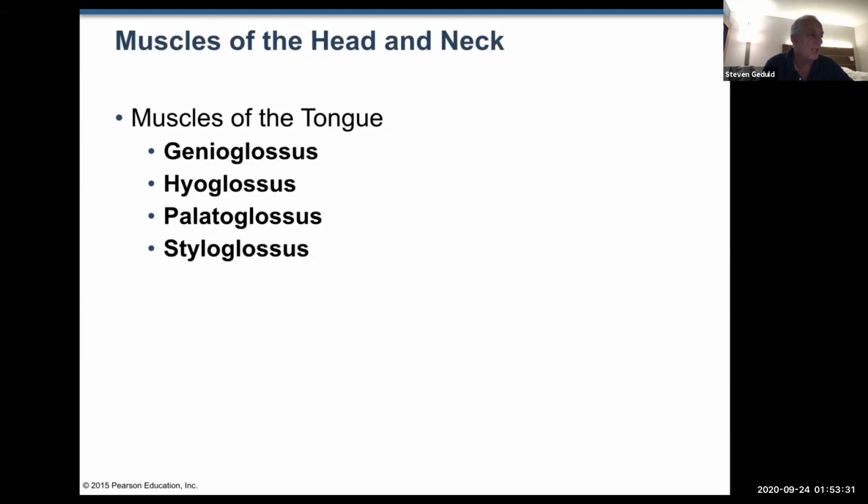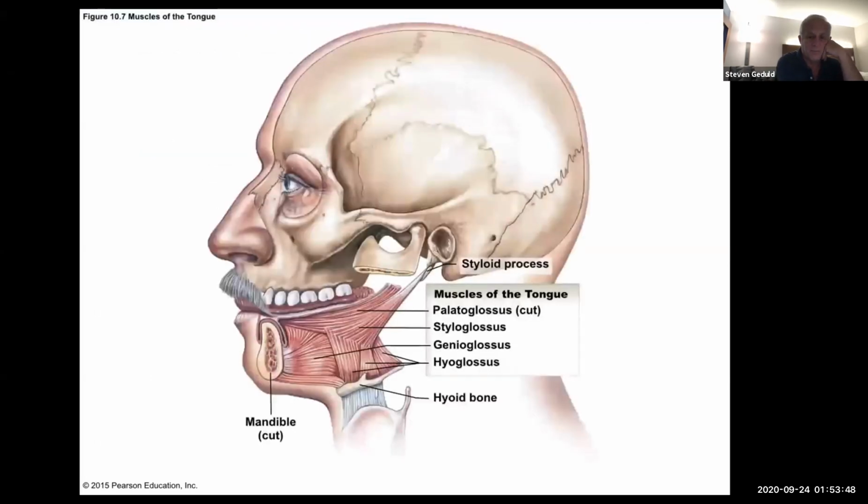You have the genioglossus, the hyoglossus, palatoglossus, and the styloglossus. And you can tell where they connect to: the genial tubercle, the hyoid bone, the palatal bone, and the styloid bone. Glossus means tongue, so looking at the names, you can tell where they connect. Okay. The hyoglossus, here's your hyoid bone, right here.